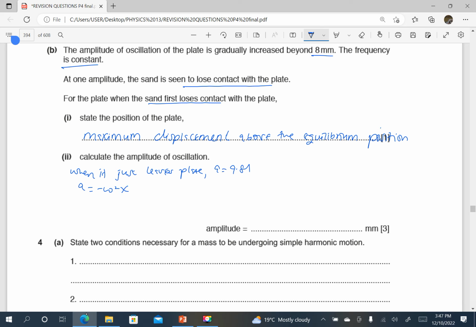Ignoring the negative, 9.81 is going to be 2 pi times the frequency, if the frequency has not changed, 3.8, and this is squared, times the displacement y naught. So I want to find y naught. So I just say 9.81 divided by that bracket.